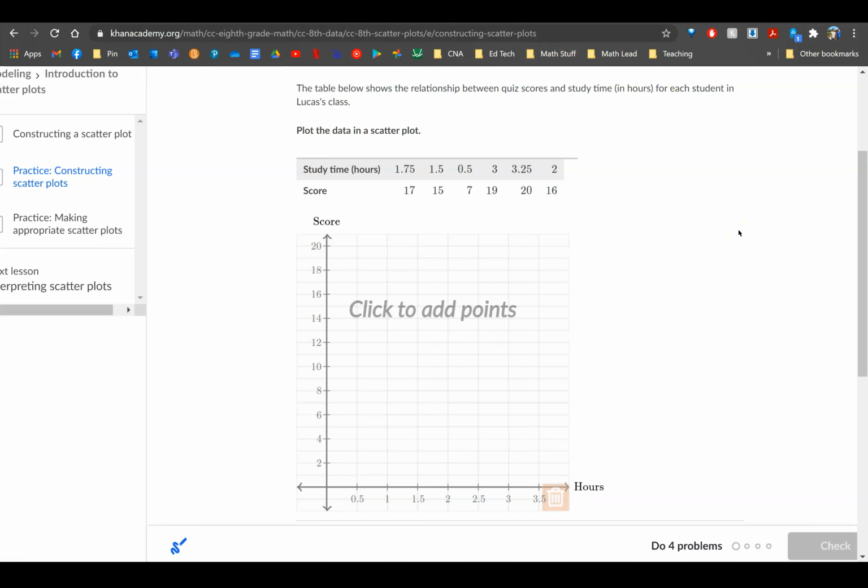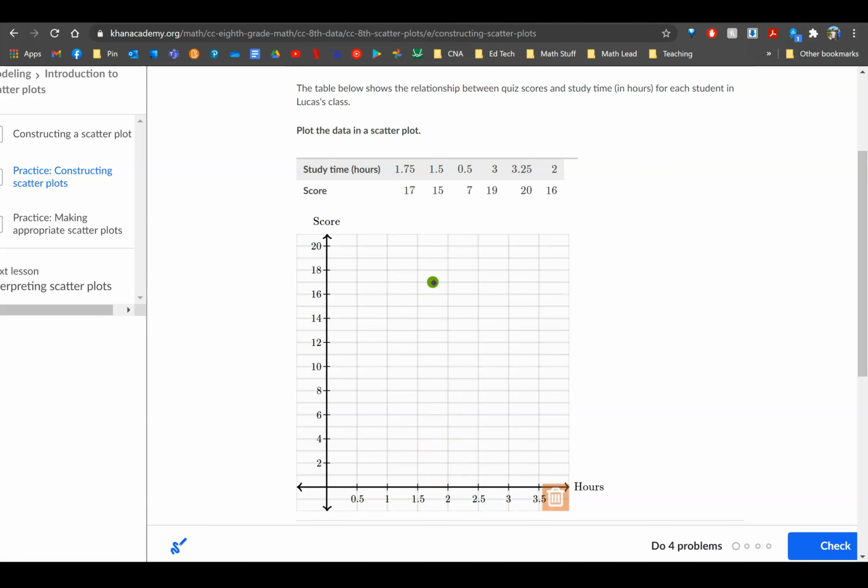But the important thing is the table below. This table shows the relationship between quiz scores and study time in hours for each student in Lucas's class, so just some boy. Plot the data in a scatter plot. So it just means plot the data so that these two pieces of information are related to each other, or they match up. So he studies for 1.75 hours, and the score is 17. So let's look for 1.75, score is 17. That'd go right here. And we're going to do that for the rest as well.